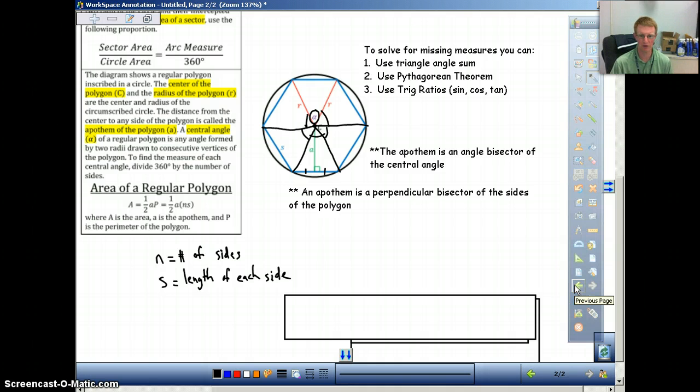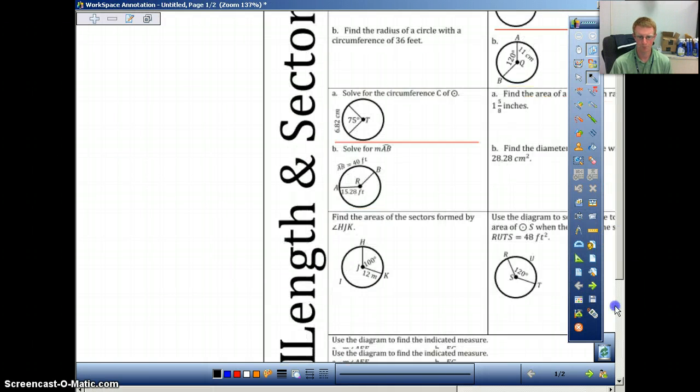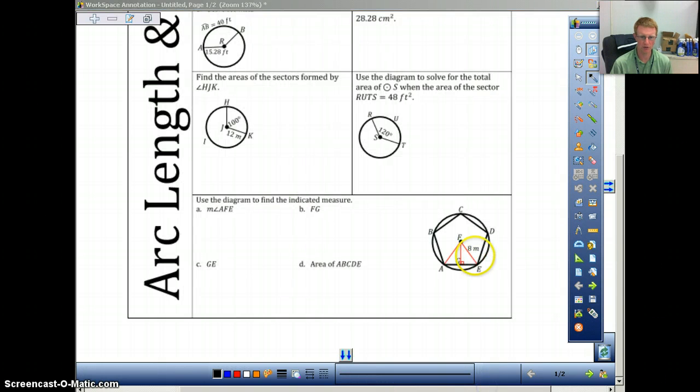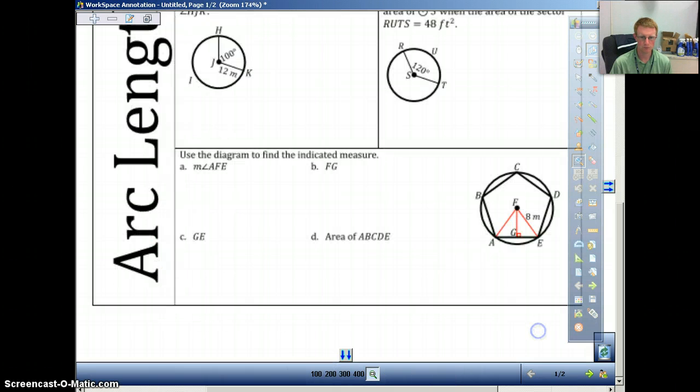And hopefully this will make sense. So let's get to it. We're looking at an example here. We're given this triangle, and we're given a limited amount of information. So we want to be able to find everything that's missing here.